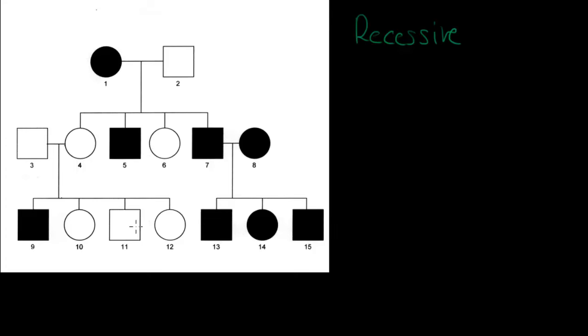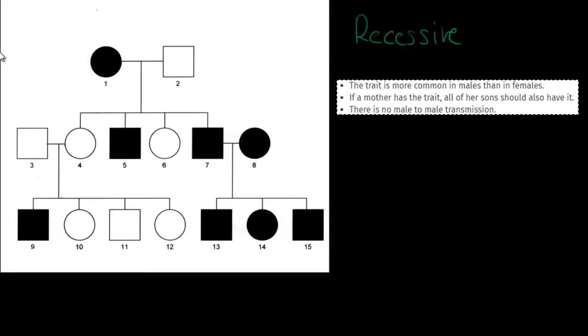But as I said, if the three conditions for sex-linked are met, then we can say it's sex-linked. So I remind you that these are the three conditions. The trait is more common in males than in females, which is true here because we have 5 males that are affected and only 3 females. If a mother has the trait, all of her sons should also have it. So we have the mother here, both sons have it. We have the mother here, both sons have it. There is no male-to-male transmission. We cannot see that really, because here it's healthy, here it's healthy, here it's not healthy and the males have it, but this will not apply here because the mother has the condition, therefore this is overruled by the second criterion.